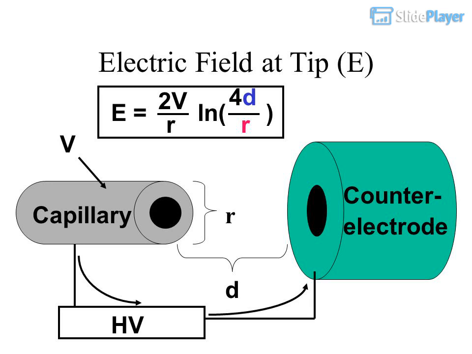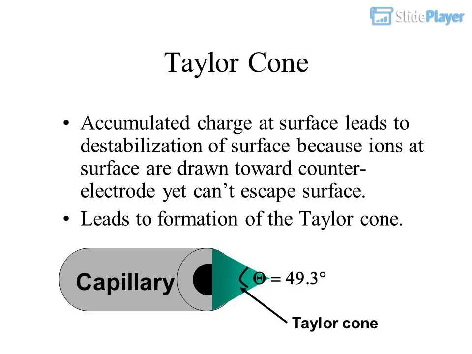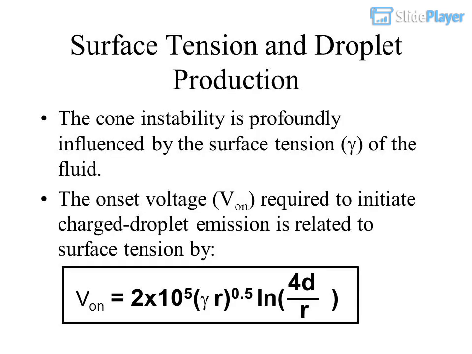Counter electrode, capillary radius r, d, HV, Taylor cone. Accumulated charge at the surface leads to destabilization of the surface, because ions at the surface are drawn toward the counter electrode yet can't escape the surface. This leads to formation of the Taylor cone. Capillary, Taylor cone, surface tension and droplet production.